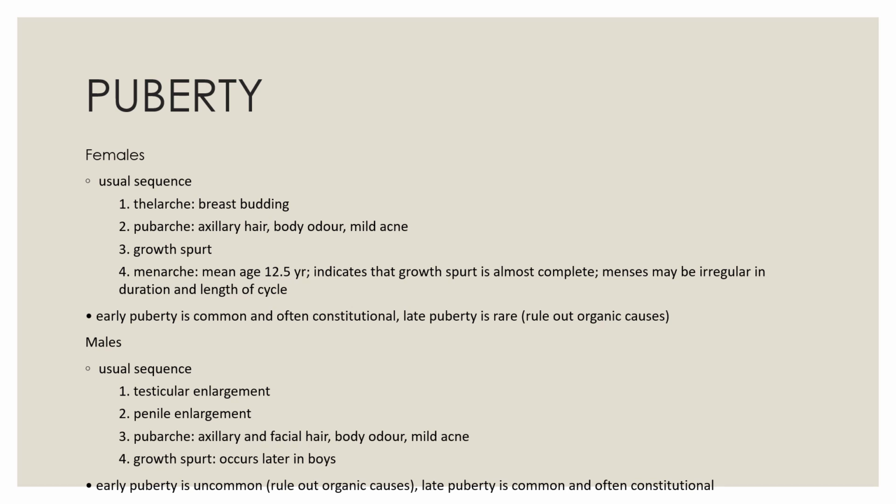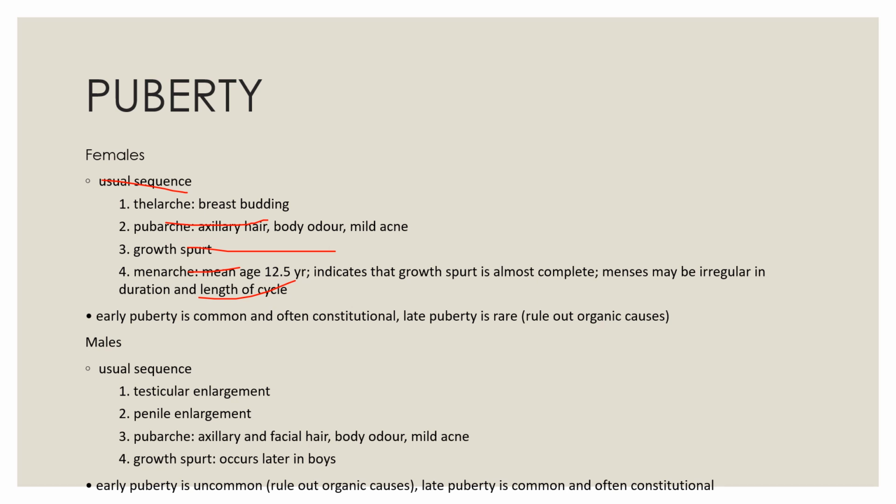In females, the usual sequence is thelarch, so there is first breast budding, then pubarche, where there is axillary hair, body hair, and mild acne. Then there is a growth spurt, then menarche. Mean age is 12.5, so that indicates that the growth spurt is almost complete. Menses may be irregular in duration and length of cycle during the early period.